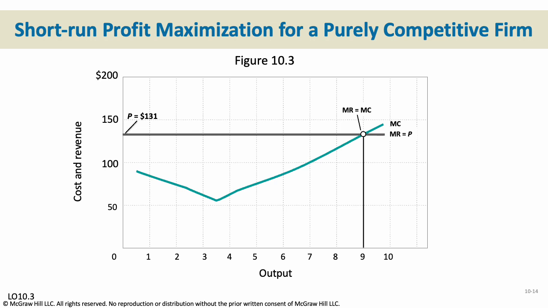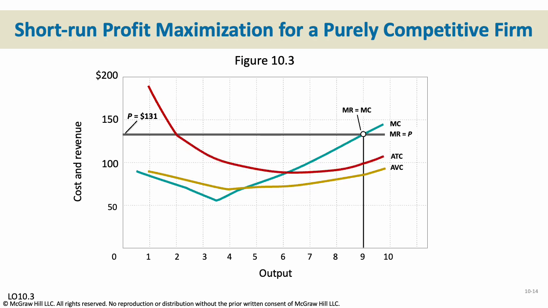So this graph shows short-run profit maximization for pure competition. Marginal revenue equals marginal cost output enables the firm to maximize profits or minimize losses. In this case, marginal revenue, or price, considering it's pure competition, our marginal revenue is equal to our price, and marginal cost are equal at an output of 9 units. It was actually within 1.